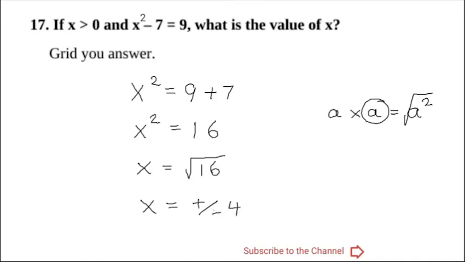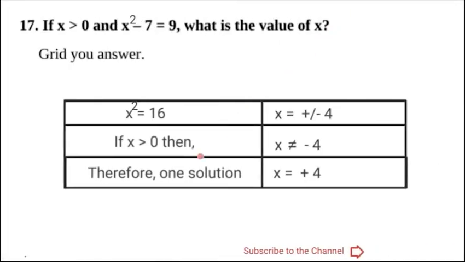Right, so we have a specific condition here, x is greater than 0. So let's grid out our answer and let's find the result. So we have x squared is equal to 16, and we're at this stage at the moment. So x is equal to plus or minus 4. So if x is greater than 0, meaning that it's a real number and it's positive, well, x cannot be equal to negative 4. So therefore we have one solution, and the solution is x is equal to positive 4.